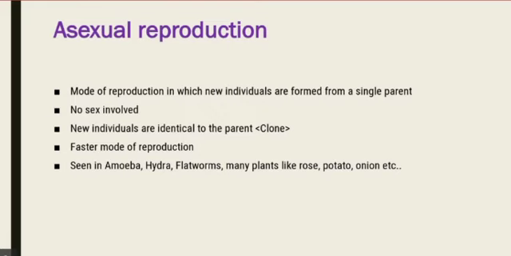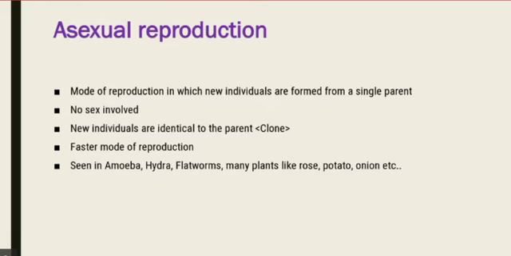In asexual reproduction, new individuals are formed from a single parent. So the important point here is there is no need for two genders, only a single parent is involved. And no sex is involved. That means, as I have said already, no male and female genders are involved, only a single parent. New individuals are identical to their parent. Otherwise, we can say they are clones. They are exactly similar to their parents. And the mode of reproduction is very fast.